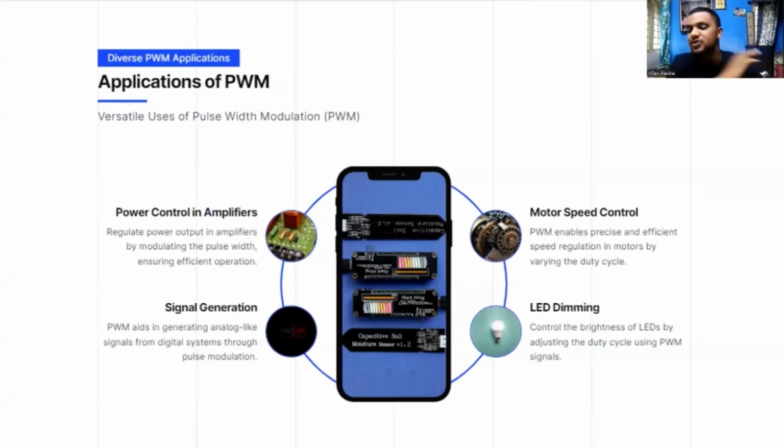Where do we see PWM? We just saw it in a previous slide, and we are discussing it to a further extent. PWM can be seen first in power control in amplifiers. Regulate power output in amplifiers by modulating the pulse width, ensuring efficient operation. Next, motor speed control. PWM enables precise and efficient speed regulation in motor speed control. The third, signal generation. In waveform signal generation, PWM plays a huge role in digital systems through pulse modulation. The fourth, sorry, dimming light, LED dimming. Control the brightness of LEDs by adjusting the duty cycle using PWM signals. Great.